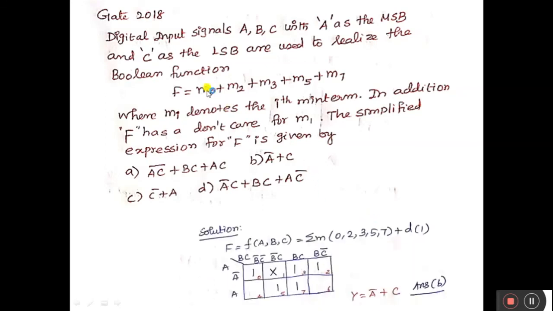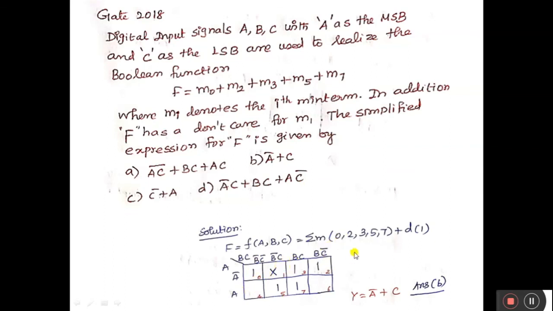Given question M0, M2, M3, M5, M7. This I can directly write as f of A, B, C equal to summation of m, that is minterm, 0, 2, 3, 5, 7 along with a don't care value given. In addition, f has a don't care of m1, so I can write it as d1. So here 4 variables are not given, only 3 variables given. So we can map for a 3 variable K-map.